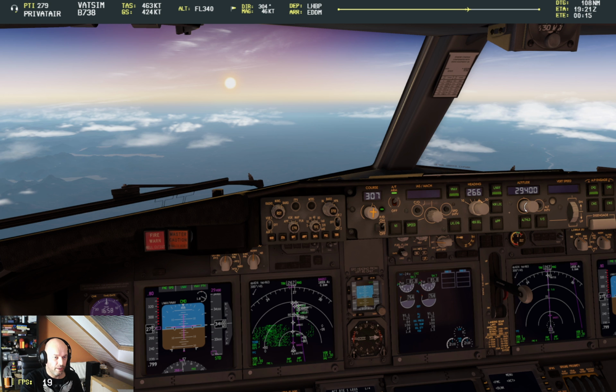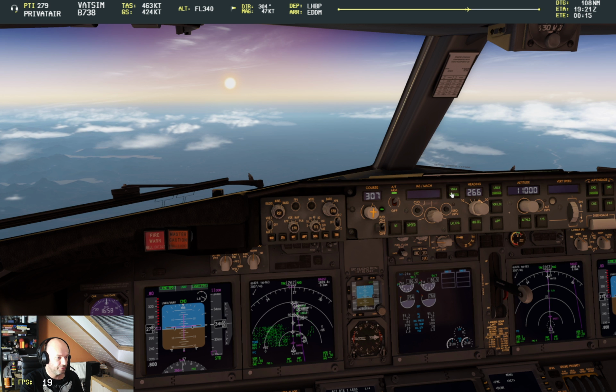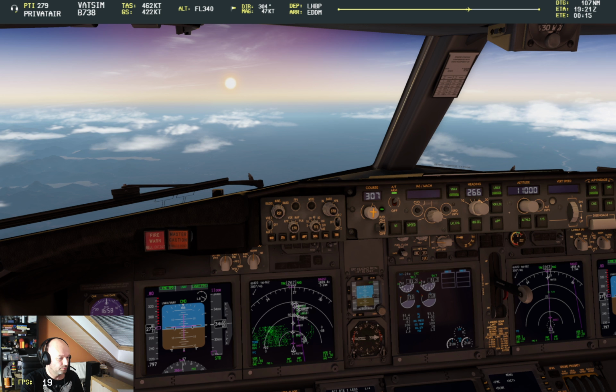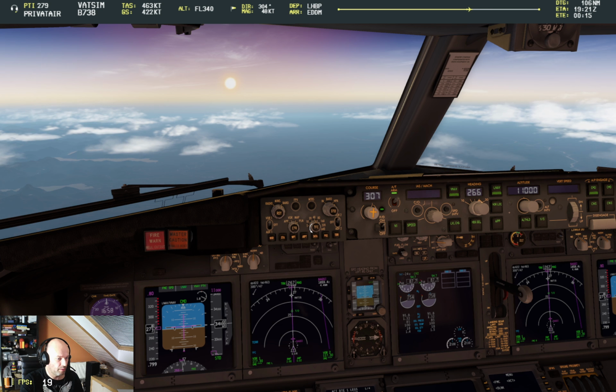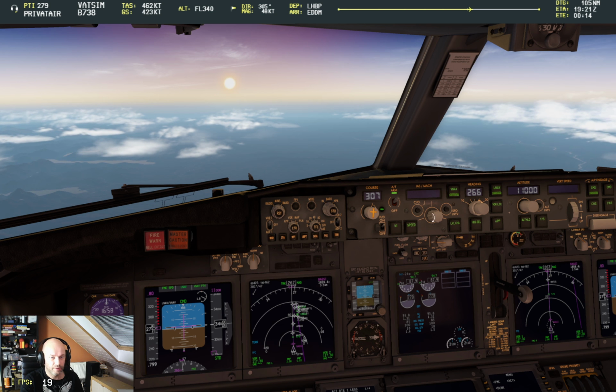Let me set already level 110. And VNAV should do the rest. Let me quickly reset VNAV to make sure it will start descent later, because we are approaching our top of descent in about 24 miles. Currently we're doing 7 miles a minute, so that's about 3 minutes.